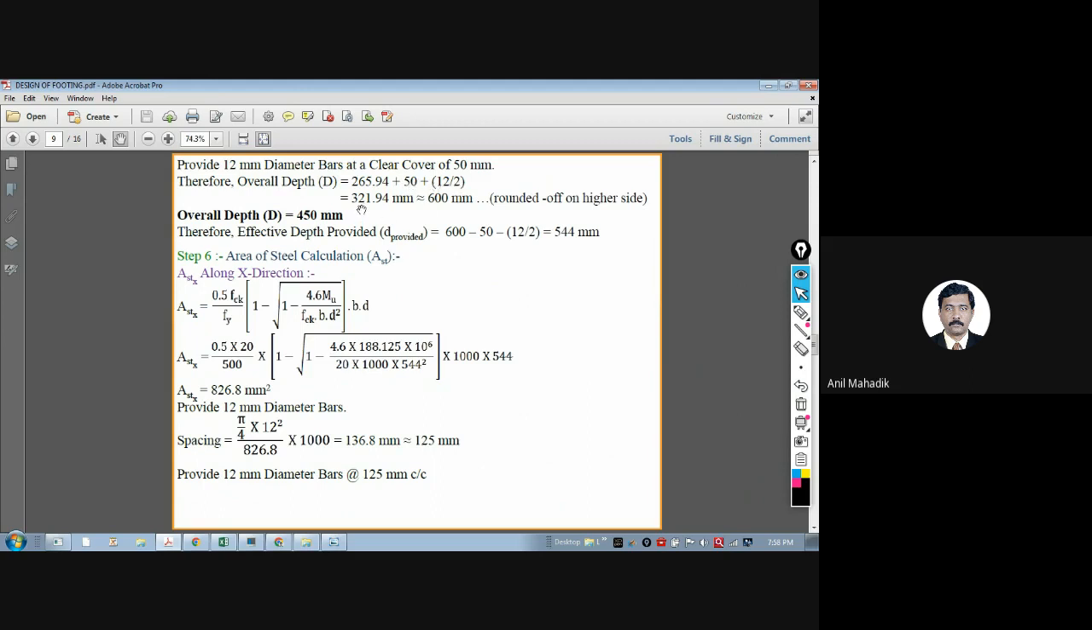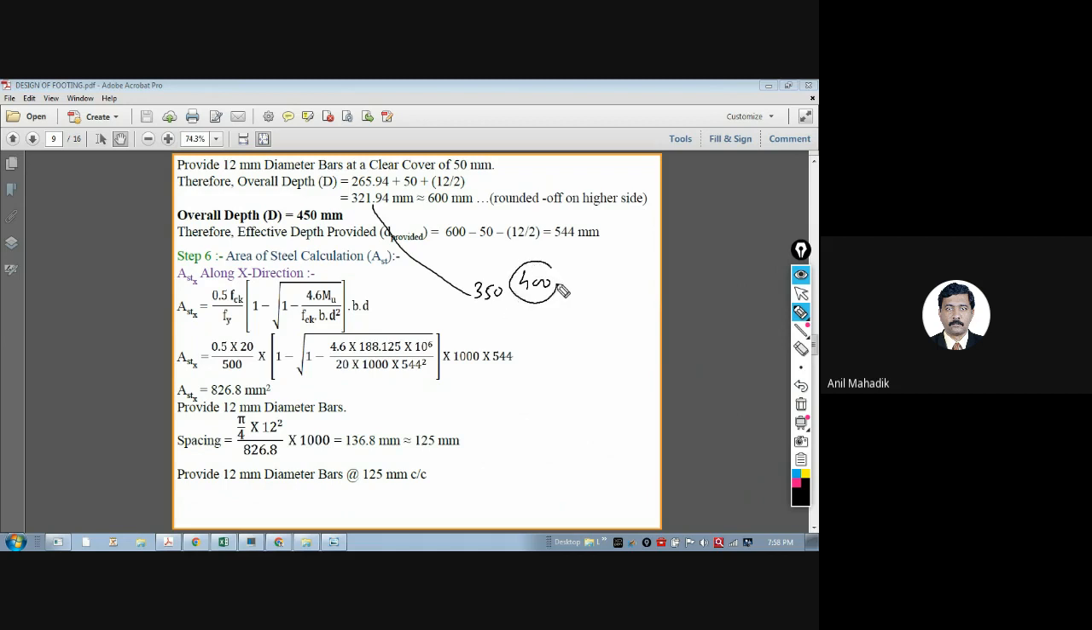So it is 321.9. You can see we have taken this 600 a little higher, because you could take 350 or even 400 as required, but then it might fail in shear later. That is why we did it this way.